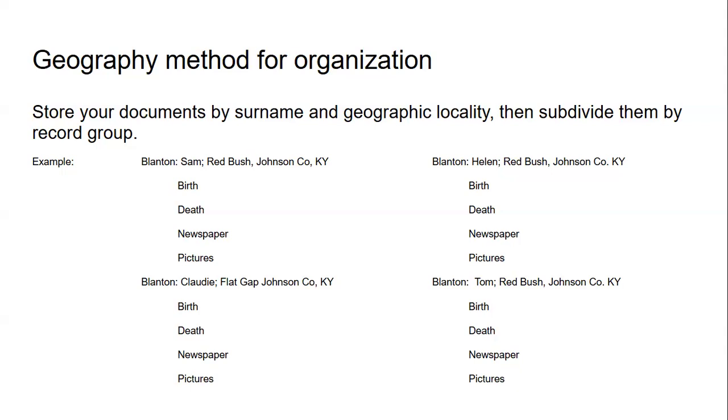And then you would have a different folder or a different colored section or different, however you're doing it, one for Sam, one for Claudie, one for Helen, one for Tom. Now you can do this based on where they were born, where they spent most of their life, where they passed away. It's totally up to you. Just make sure you're consistent with it. That's why I said put the little cheat sheet in the front of whatever you're doing to remind you how you did it.